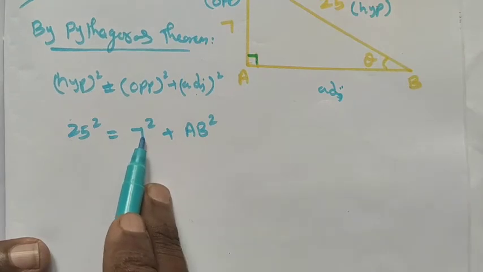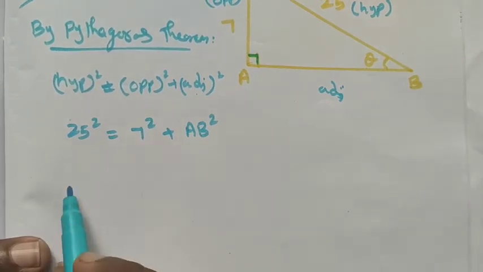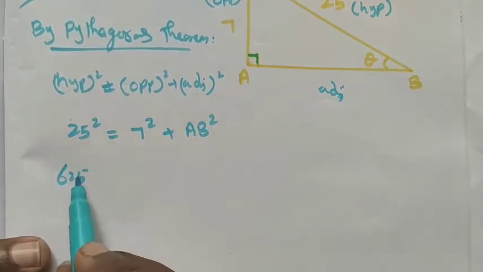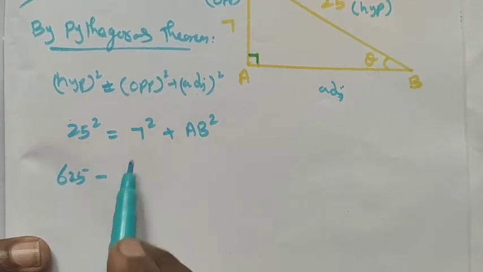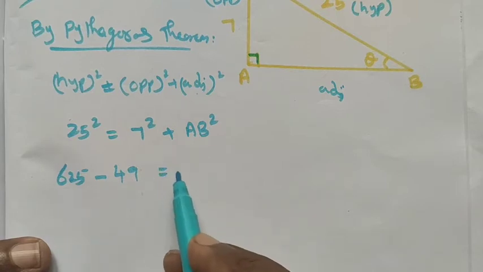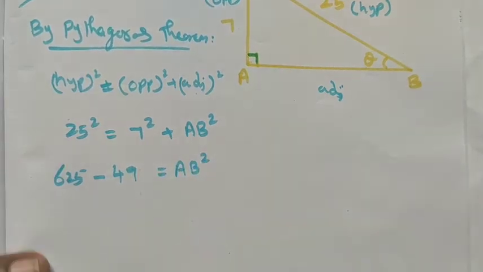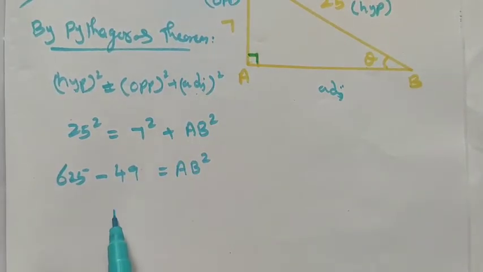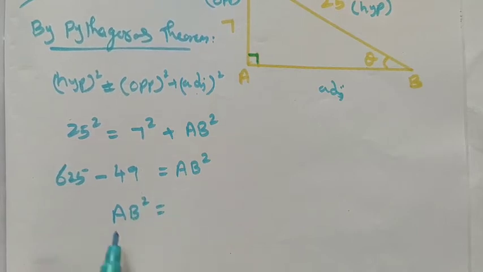I take this 7 square to this side. 25 into 25 is 625, minus 7 sevens are 49. 7 square is 49. I take this 49 to this side, then we have AB square. Now subtract this. AB square is equal to 625 minus 49, which is 576.